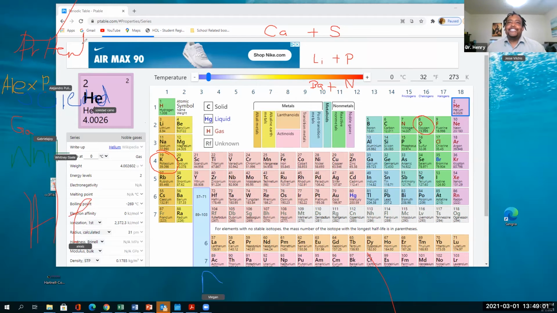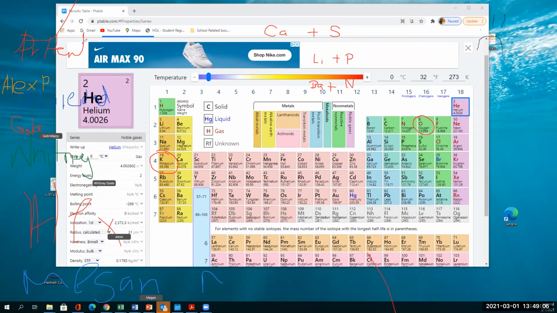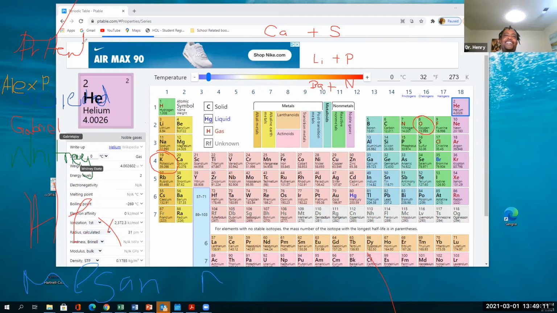Excellent. Okay, so we got a couple of team leaders. We'll have Alejandro and Whitney. You guys are the team leaders. I'm going to split you guys up into 2 groups, and then you are going to answer these 3 questions. Or you're going to give me the ionic compounds for these three elements that are reacting. Okay? You understand what I'm asking for?